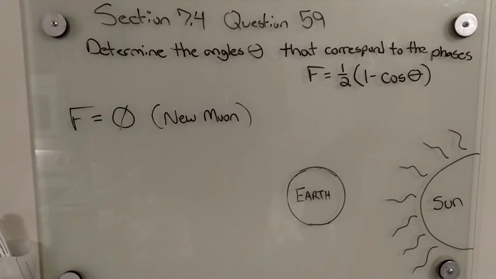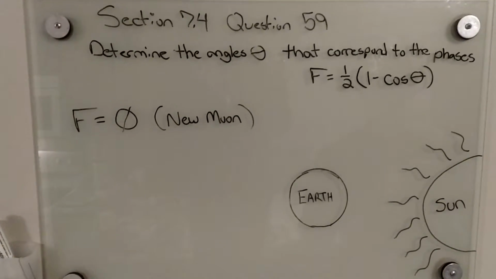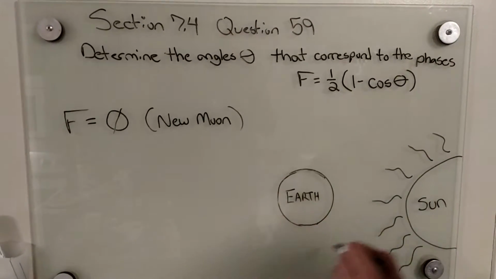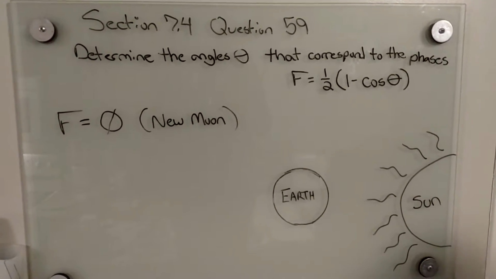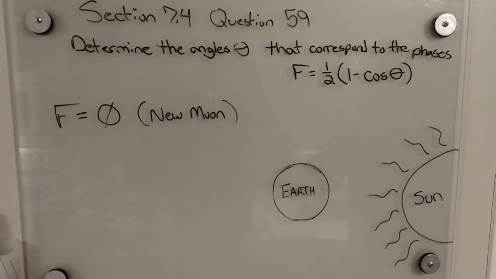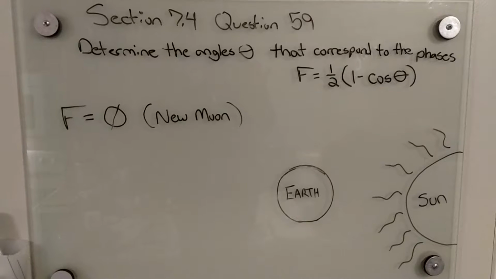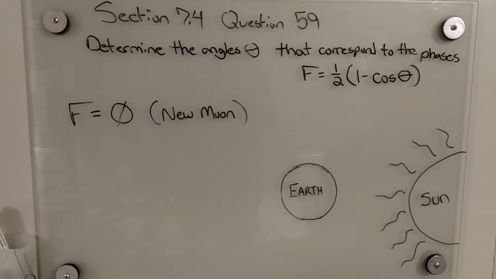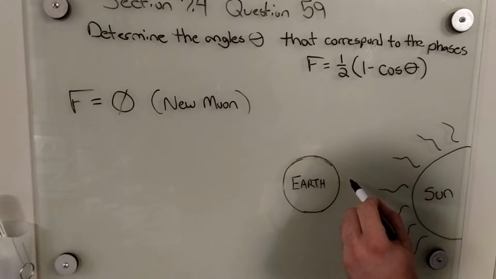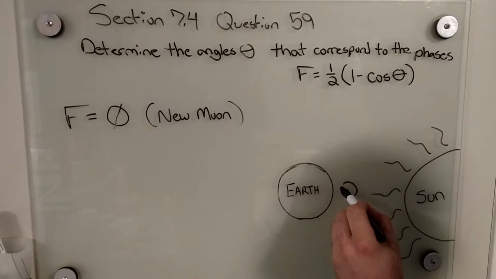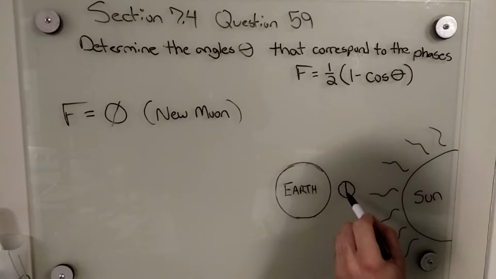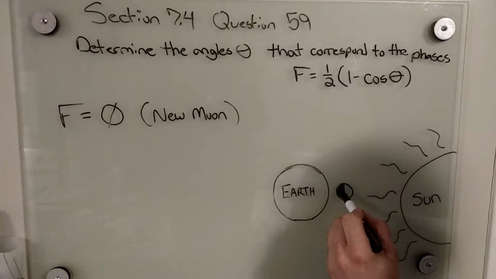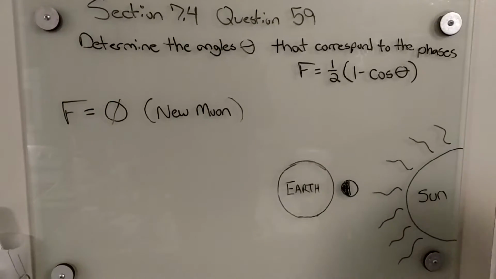And when the angle of the sun, the earth, and the moon is set to theta, it would be somewhere between 0 and 360 degrees. And they ask us to determine the angles theta that correspond to the following phases of f. For the first one, we got where f equals 0, which is a new moon. And that will end up being when the moon is actually positioned right here. All you have is the dark side of the moon facing the earth, obviously, because the back side is what's lit, but we can't see it.